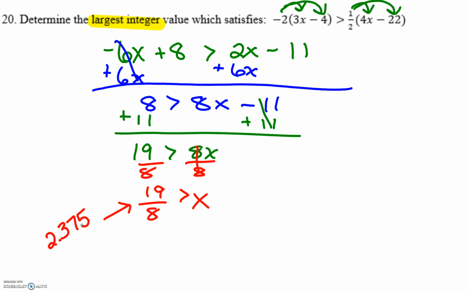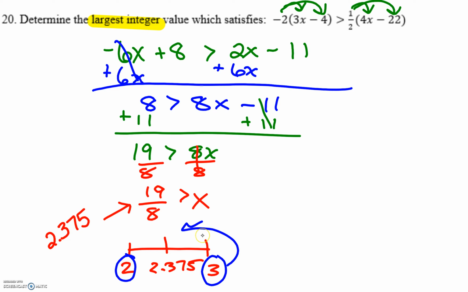So in order to answer this question, I have to think, where is 2.375 on the number line? We should realize that it's between the numbers 2 and 3. So that means either the 2 or the 3 is going to be my answer, and I have to think which makes that statement true.